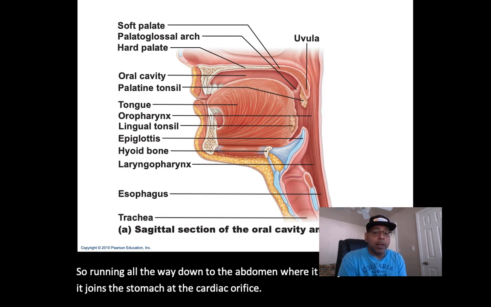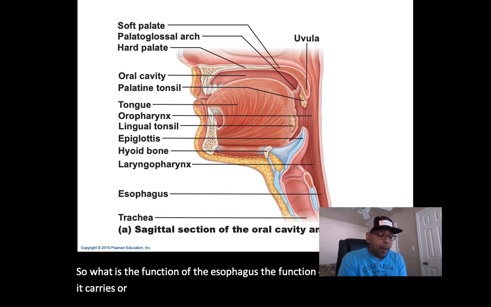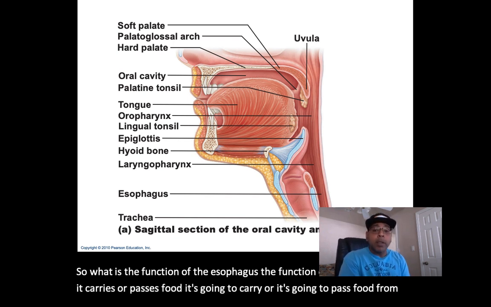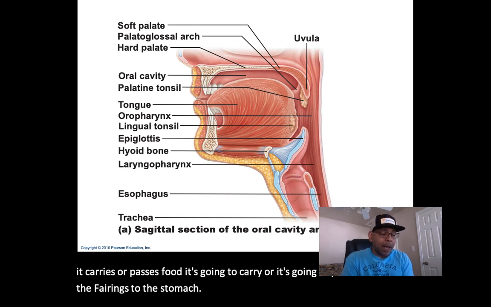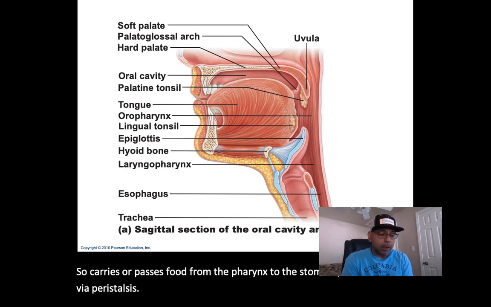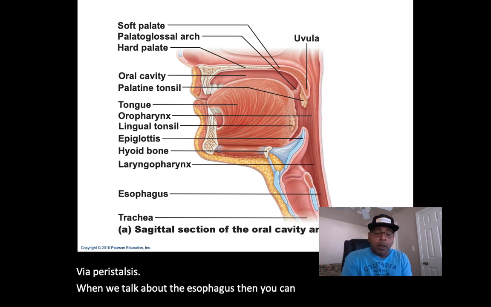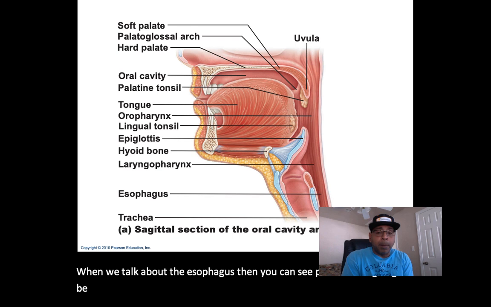So what is the function of the esophagus? The function of the esophagus is that it carries or passes food from the pharynx to the stomach, and it'll do this via peristalsis. When we talk about the esophagus, peristalsis is going to be the means of propulsion here.